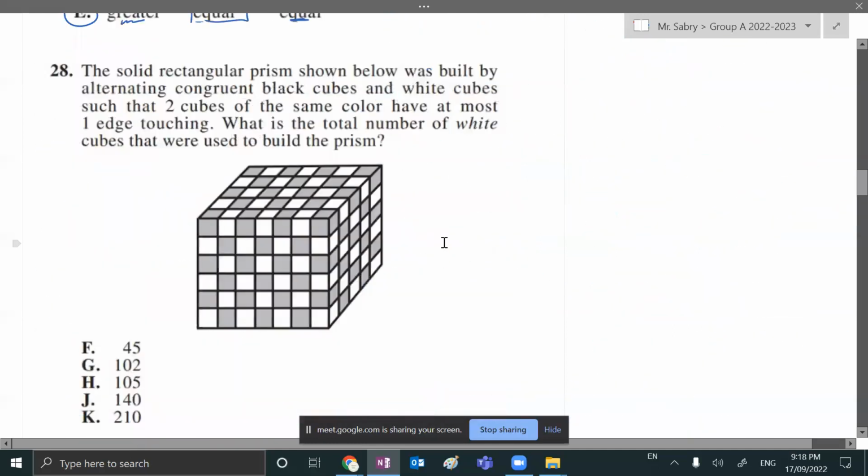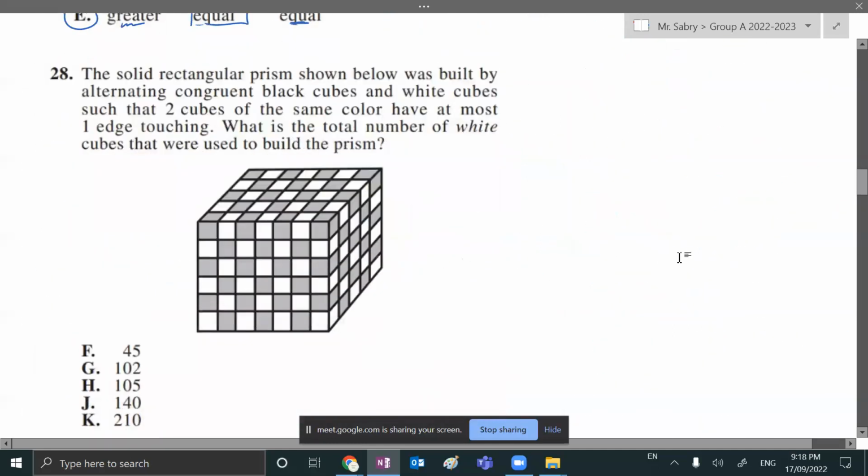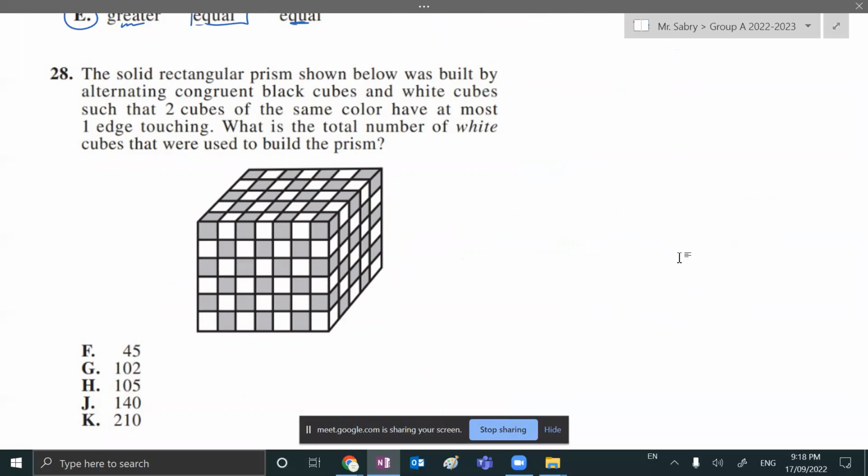طيب تعال نرجع ل 28 بقى. جاد. ها يا حبيبي قول لي. How to solve?